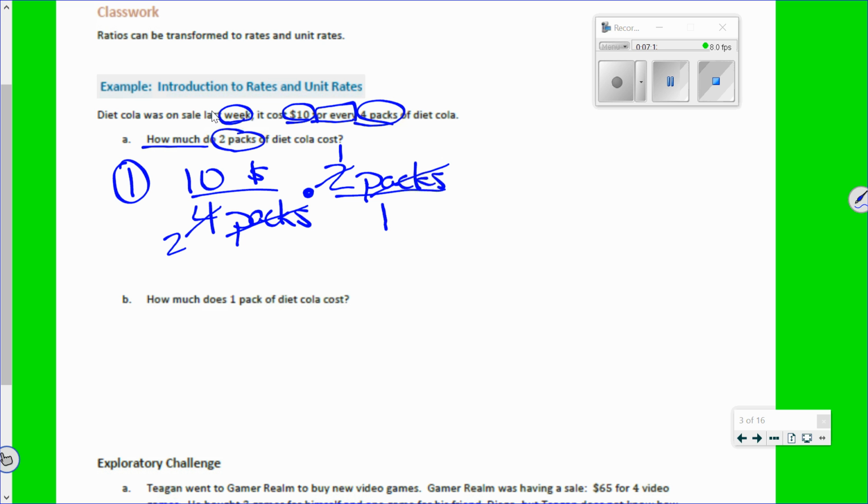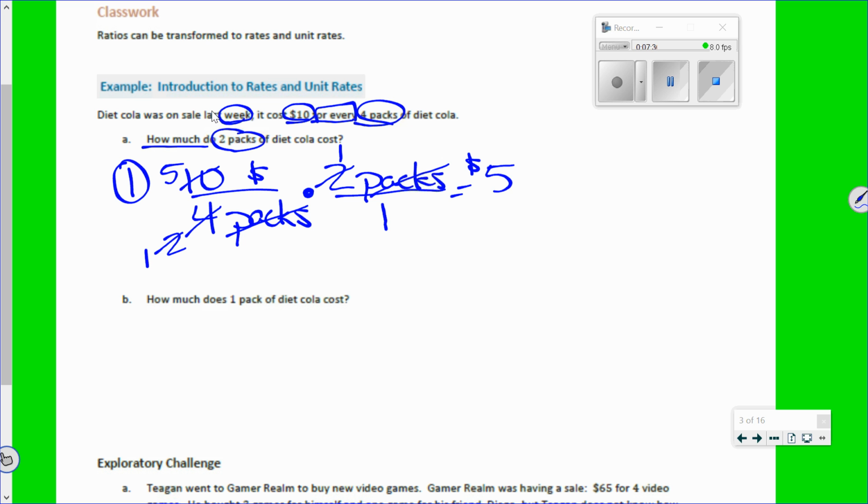Any other ones I can do? 10 and 2, I can divide both those by 2. Makes that a 1, makes that a 5. So now all I have left is 5. 5 times 1 is 5. 1 times 1 is 1. 5 divided by 1 is 5. My units left is dollars. So how much do 2 packs of Diet Cola cost?